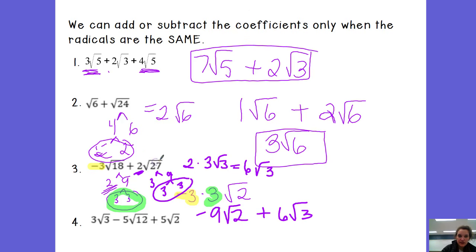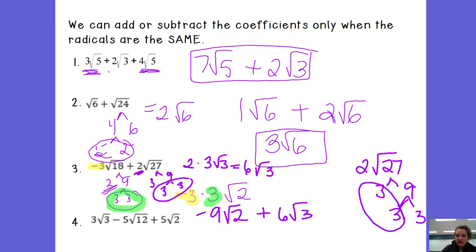So 2 root 27, one more time. 27 is 3 times 9. 9 is 3 times 3. So I circle a pair of 3's. I bring that 3 out to join the 2. And then this poor 3 doesn't have a buddy. So this poor 3 has to stay underneath the radical, which gives me 6 root 3.